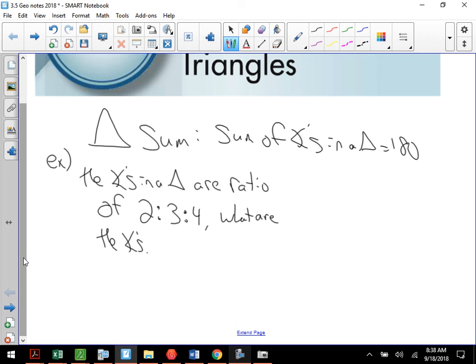You will start to see this terminology of ratios pretty regularly in this textbook. This textbook uses ratios a lot. It's one of those pretty standard things to work with. So if it says the angles in a triangle are in a ratio of 2 to 3 to 4, that means that there is some common multiplier shared by the three angles.